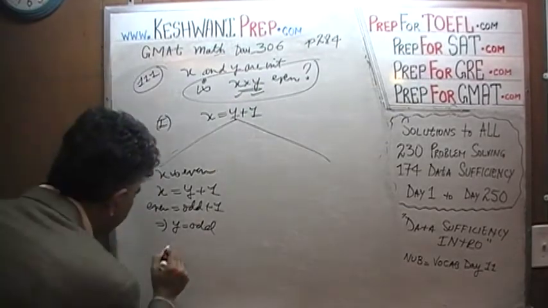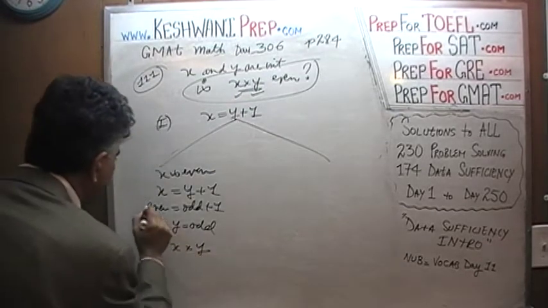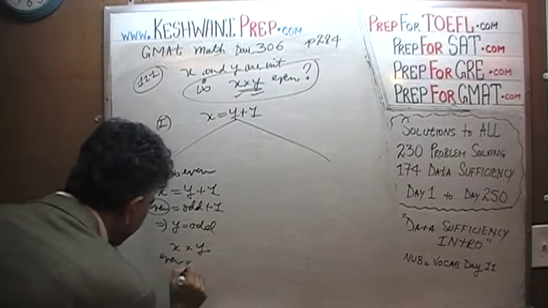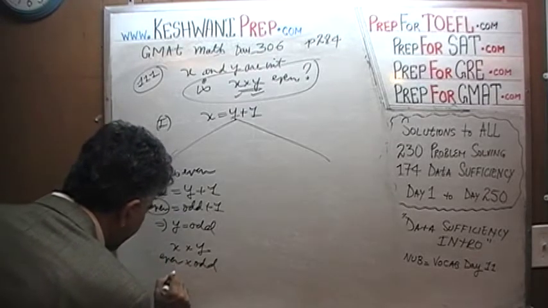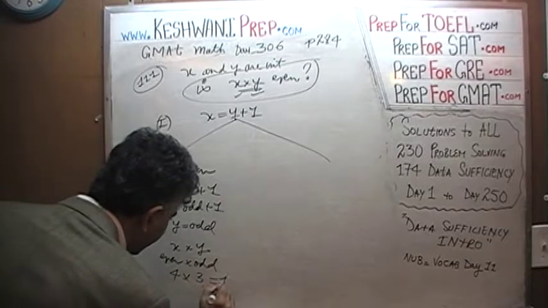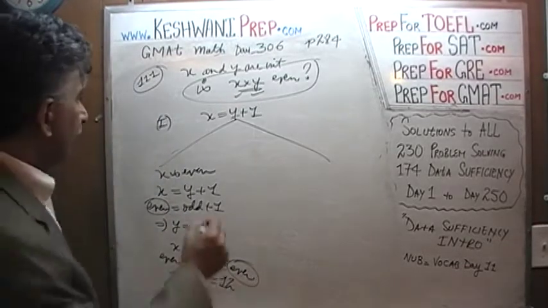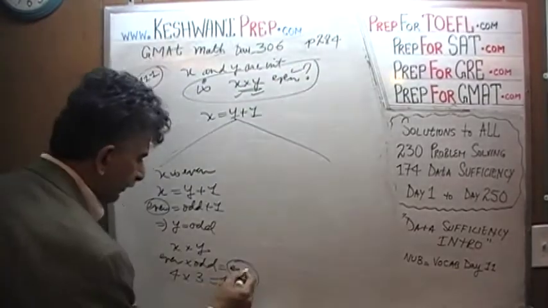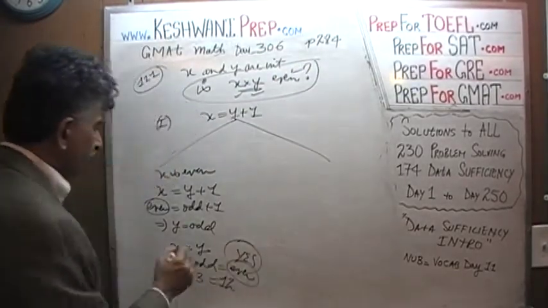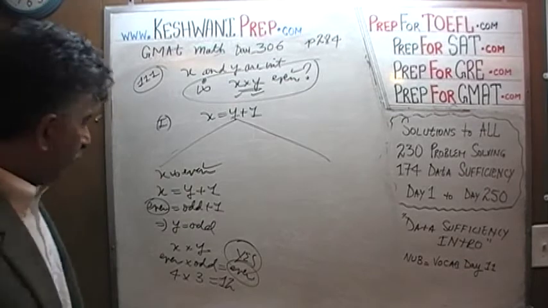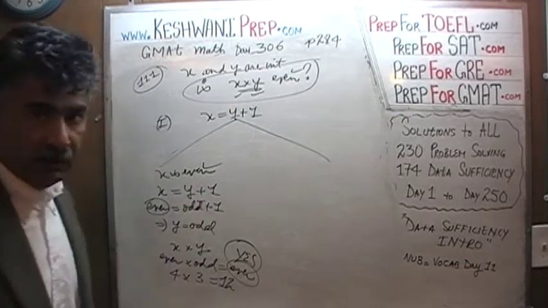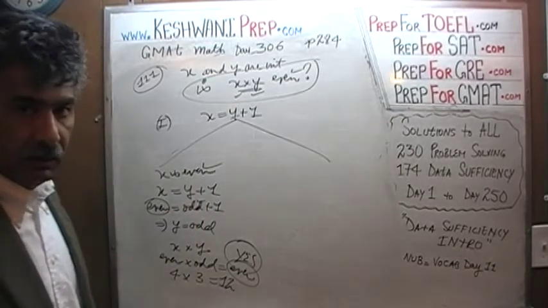The product of x times y, if x is even: even times odd, for example 4 times 3 is 12. Even times an odd is even. The question was, is their product even? The answer turns out, yes it is. If x is even, then y has to be odd, and even times odd is even.